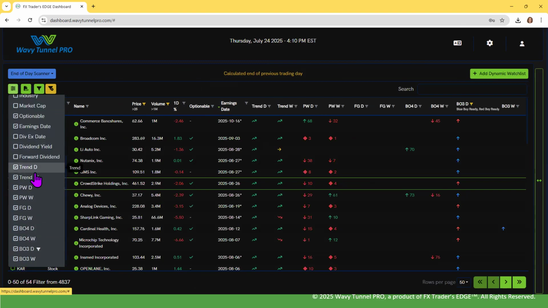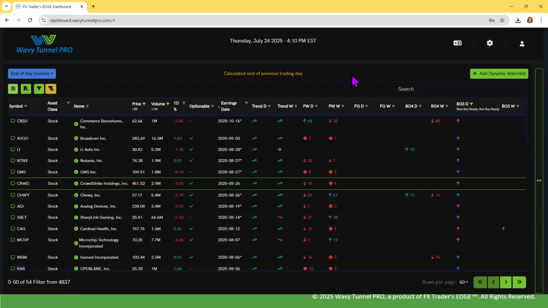Now, what's significant and what went live today is the trend for the daily and the trend for the weekly, and then all the setups. So I want to show you what that means. The way we've defined the trend is quite simply when the wave is above the tunnel on the weekly, it's a green up. When the wave is above the tunnel on the daily, it's a green up. It's a yellow when the wave is in the tunnel, and it's a red when the wave is below the tunnel.